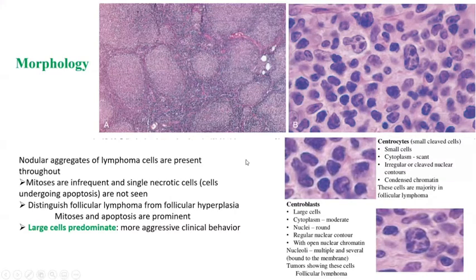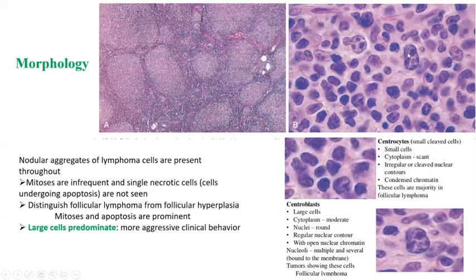And the cells in the lymphoid follicle are of two types: centrocytes and centroblasts. Mostly it's centrocytes, and a few cells are centroblasts. So what are centrocytes? These are cells with scant cytoplasm, and they will have cleaved nuclei. This is a very prominent feature. It will have cleaved nuclei, and the nucleoli will be indistinct. While centroblasts will be large, and they will have multiple nucleoli, adherent to the nuclear membrane.